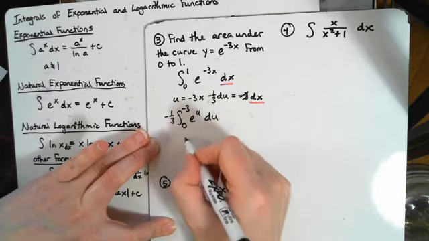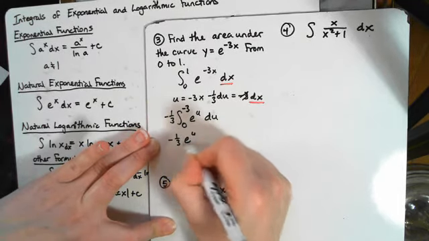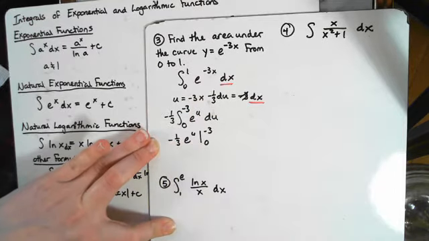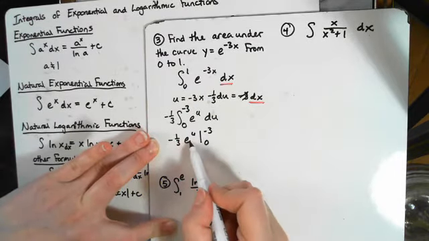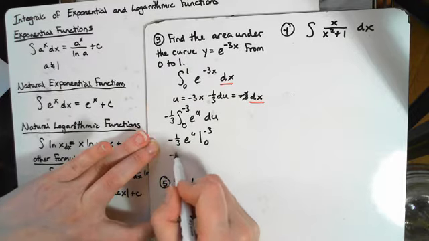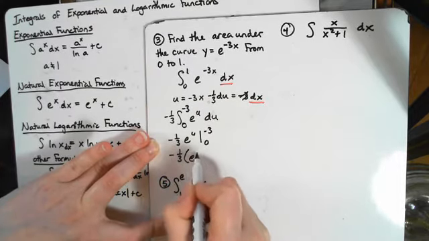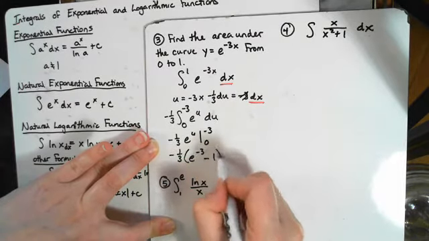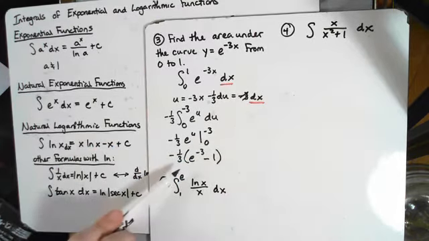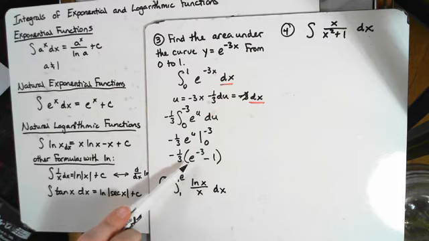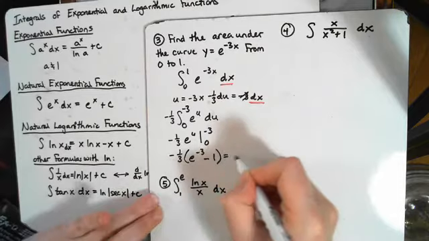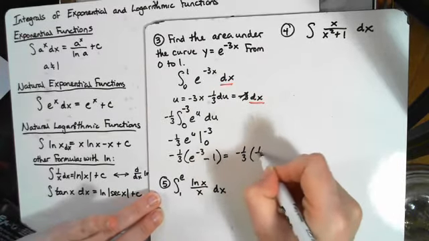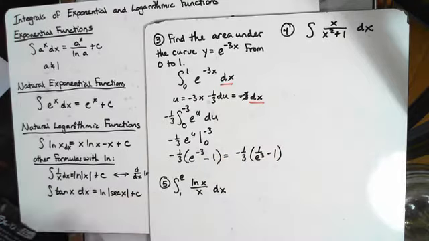This just stays as e to the u, and it's negative 1/3, and it's evaluated from 0 to negative 3. I'll put in my negative 3. So e to the negative 3 power, so it's negative 1/3 times e to the negative 3 power minus e to the 0 power is just 1. Okay, now I can simplify this part. E to the negative 3 power is just going to be 1 over e to the 3rd if I wanted to. So I can write this as negative 1/3 times 1 over e to the 3rd minus 1. So that is our answer for this one.